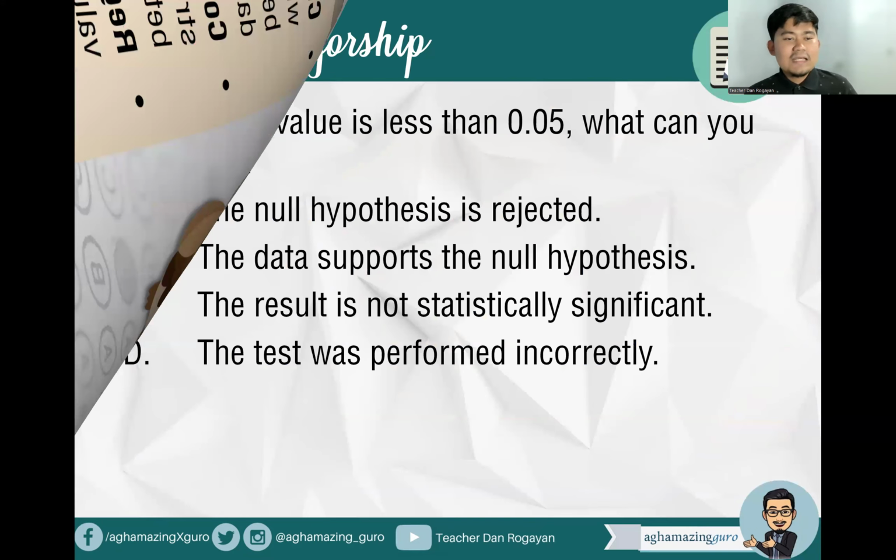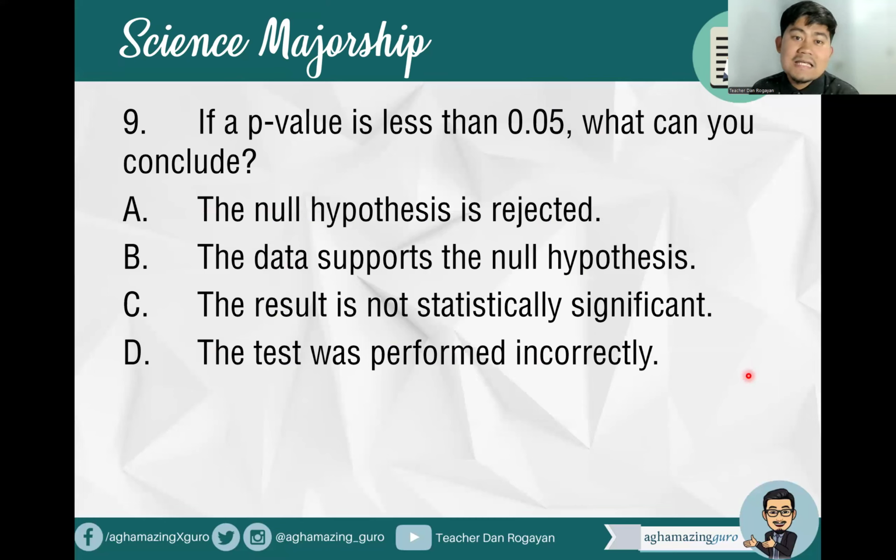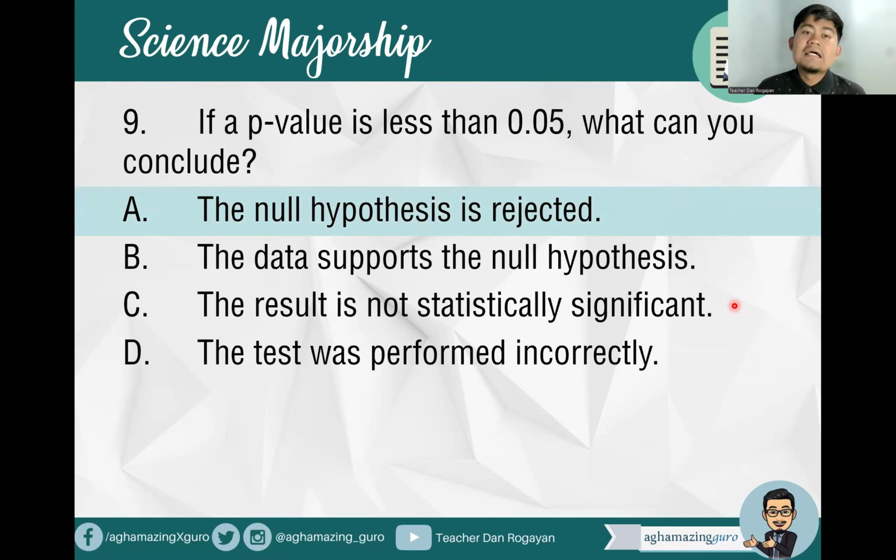Okay? So next, number 9, if a p-value is less than 0.05, what can you conclude? A, the null hypothesis is rejected. B, the data supports the null hypothesis. C, the result is not statistically significant. Or letter D, the test was performed incorrectly. Okay, so the p-value is less than 0.05. So once it's 0.05, that is correct. The null hypothesis is rejected.